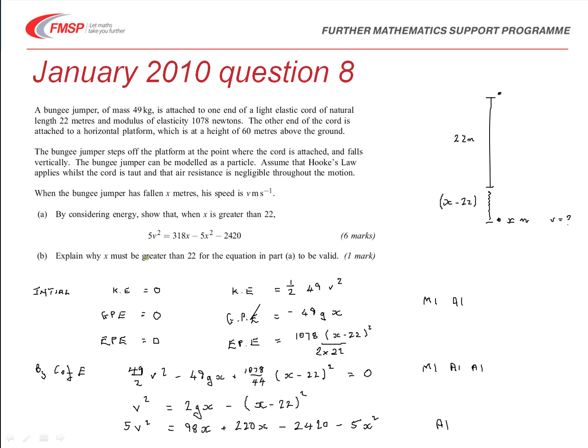Part B, it said explain why x must be greater than 22 for part A to be valid. Well, if it's not greater than 22, there is no extension in the elastic string, and so your analysis of energies would not apply. So the key thing is to say that x has got to be greater than 22 for there to be a tension, an extension, in the elastic string, and that will give you that 1 mark.